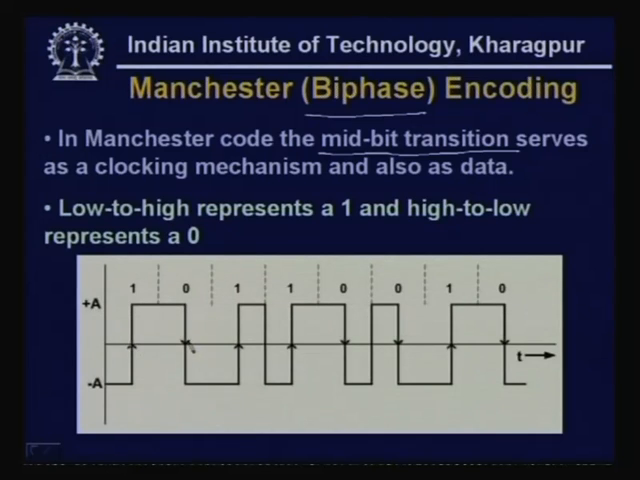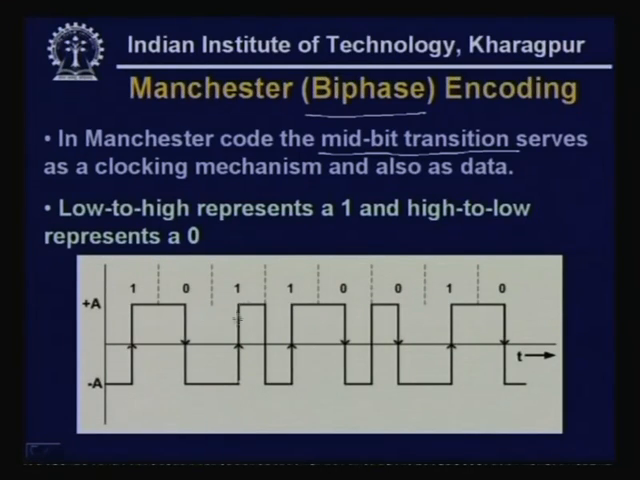For each mid bit transition, for example, for 1 the transition is from minus A to plus A, for 0 it is from plus A to minus A. So, if the next bit is 1, then it has to go from minus A to plus A. So, there is no need to transition in the middle. However, if the next bit is 1, here it will make a transition from low to high. In this middle position, it has to again make a transition from low to high. So, in the beginning it is making a transition from high to low, so that it is possible to have a low to high transition.